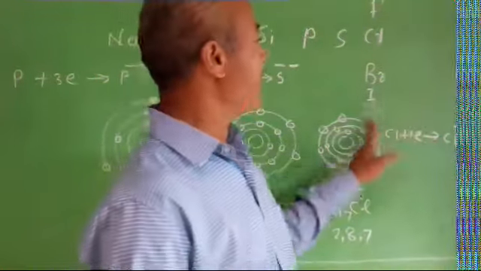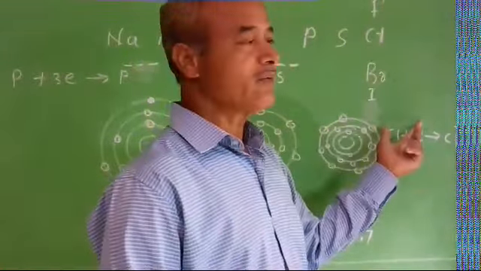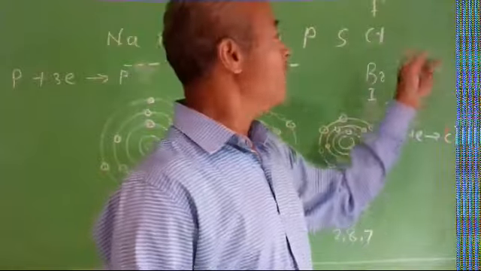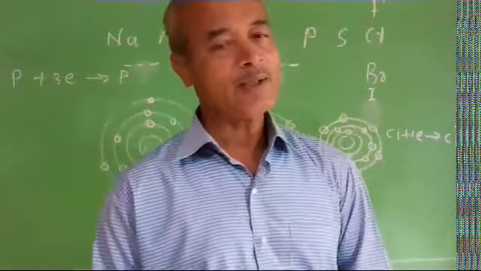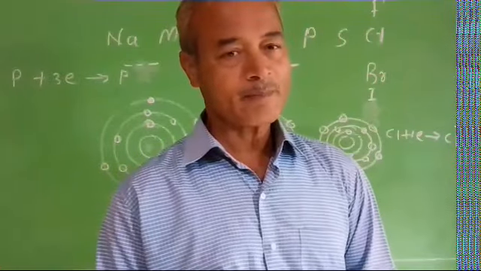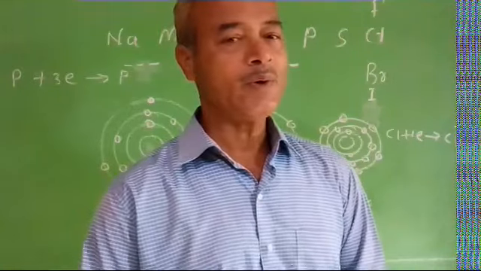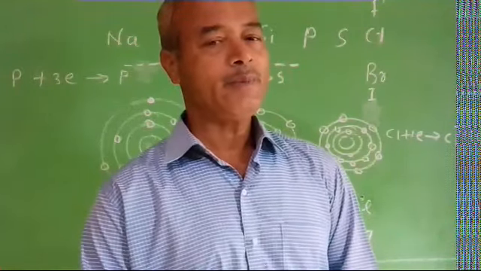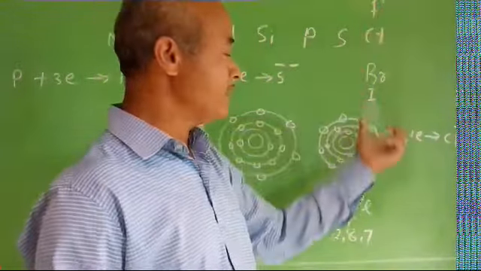And in this way, the non-metallic character goes on decreasing from top to bottom. Fluorine is the most electronegative halogen. In fact, it is the most electronegative non-metal in the periodic table. So, the electronegativity goes on decreasing from top to bottom.